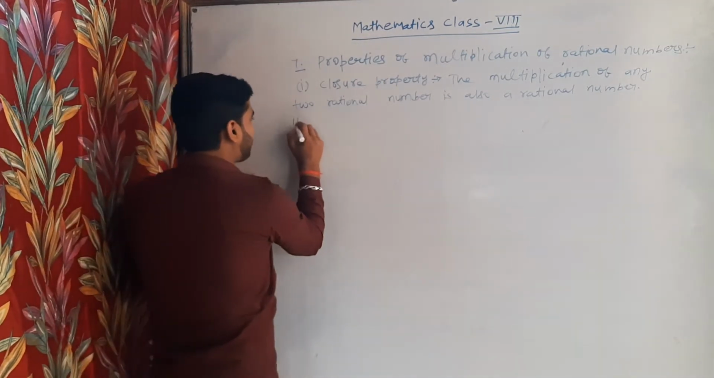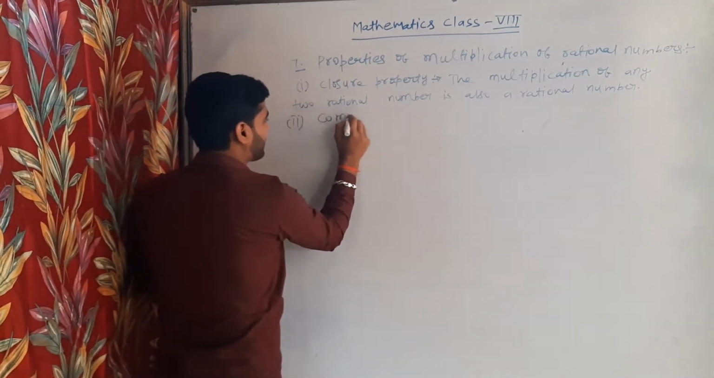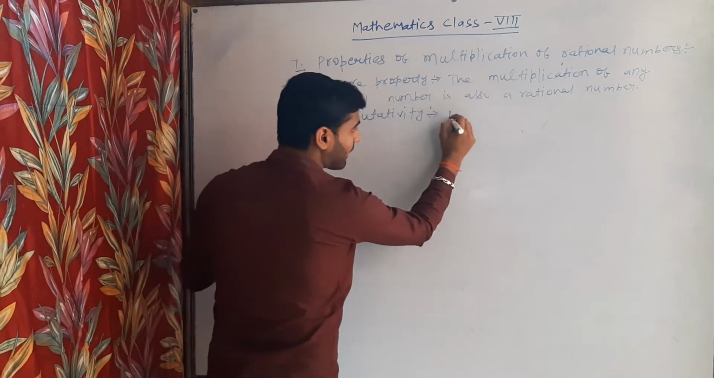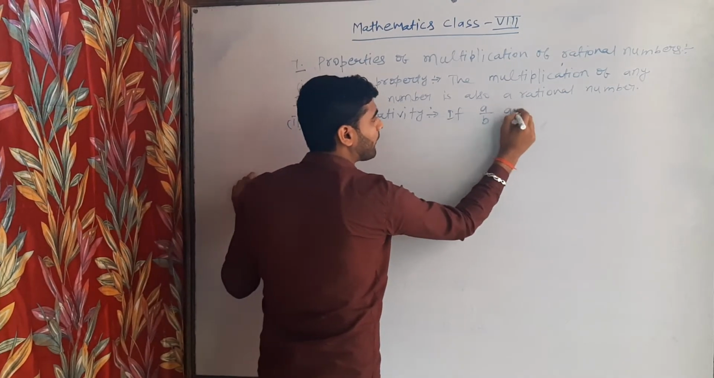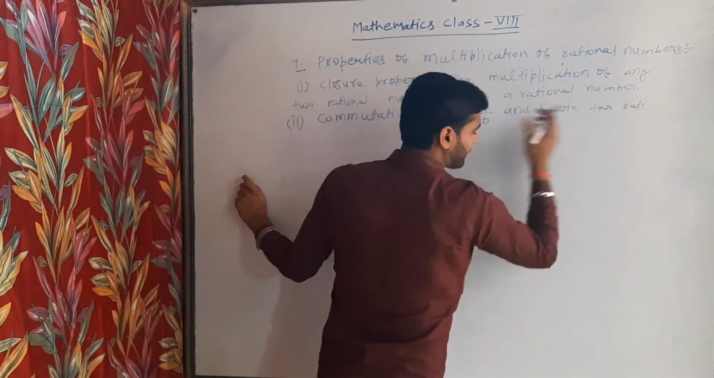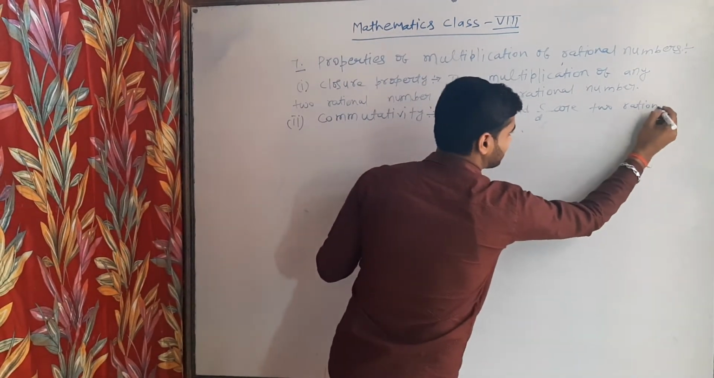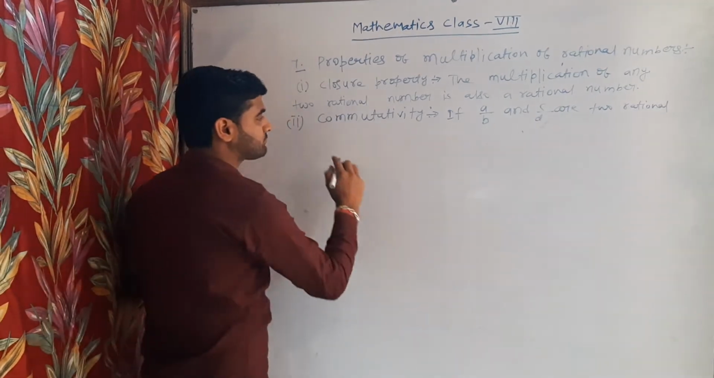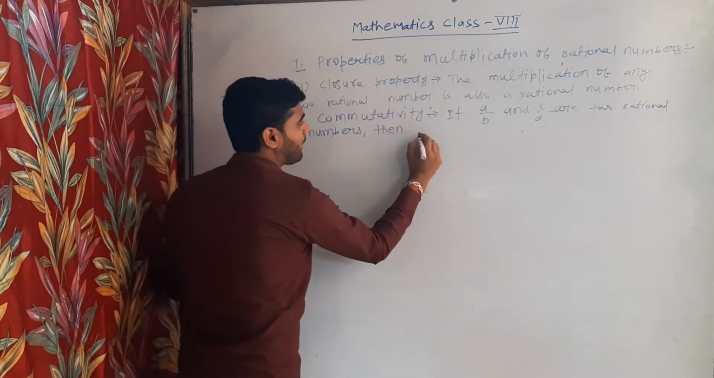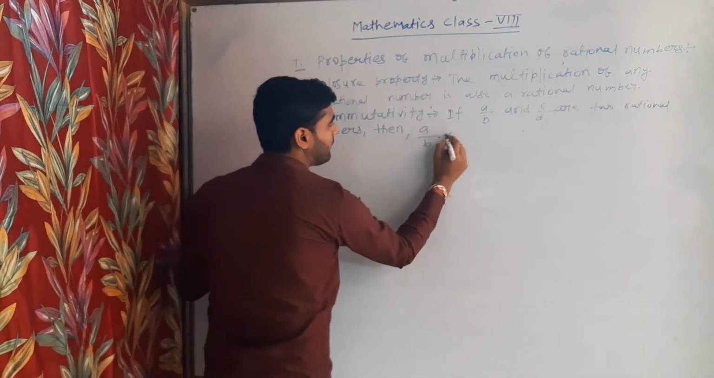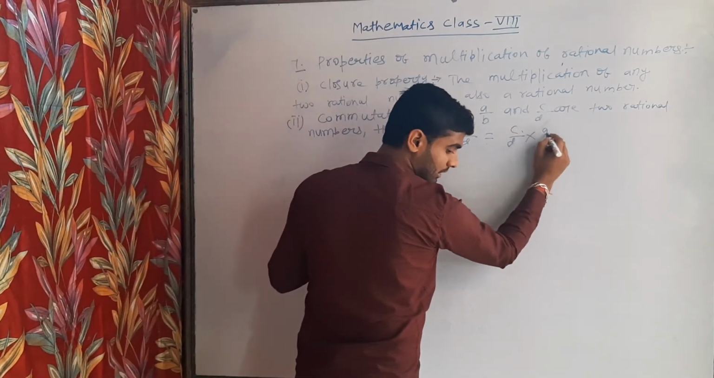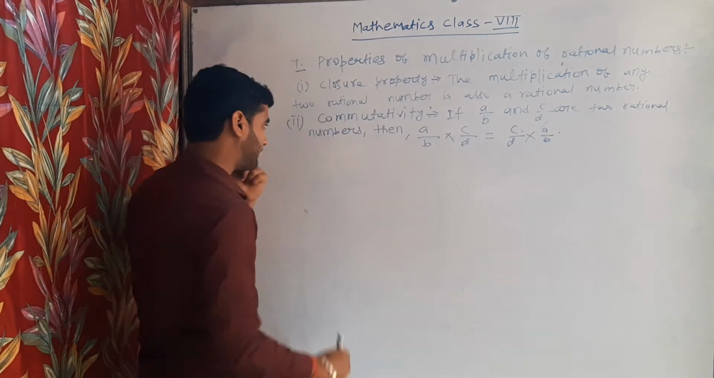Second, commutativity. If a by b and c by d are two rational numbers, then a by b multiply c by d is equal to c by d multiply a by b.